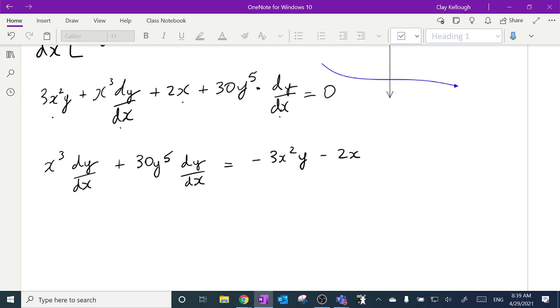Any idea what you're going to do next? Remember, the goal is to isolate this. Problem is, it's in two different terms. It'd be nice if I could add these terms together, but they're not like terms. So what tool from my toolbox is going to help me here? Any ideas?